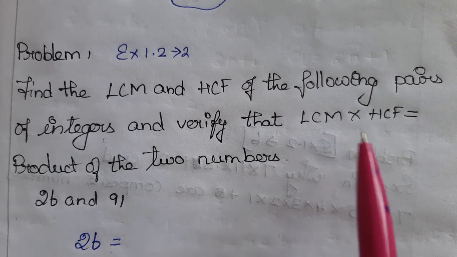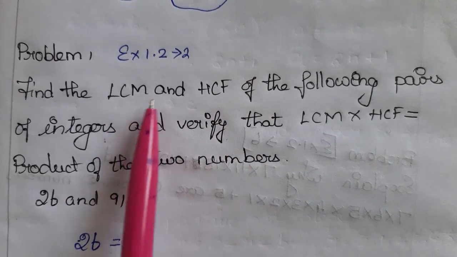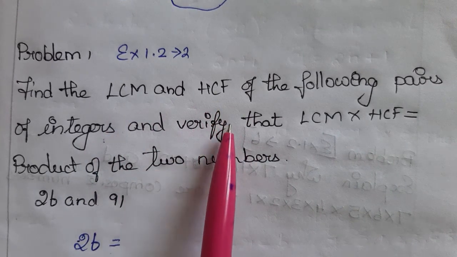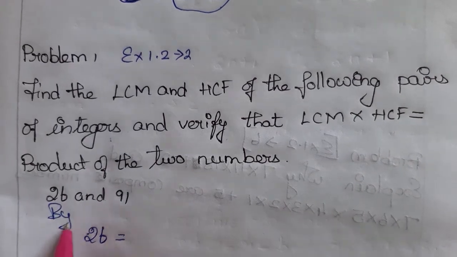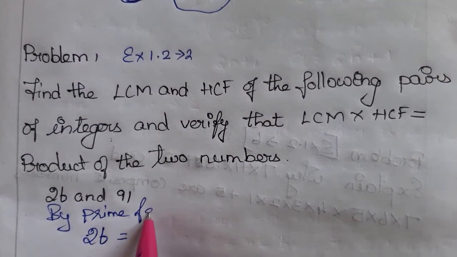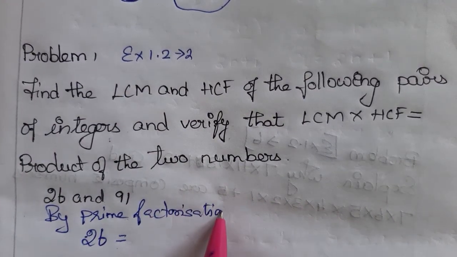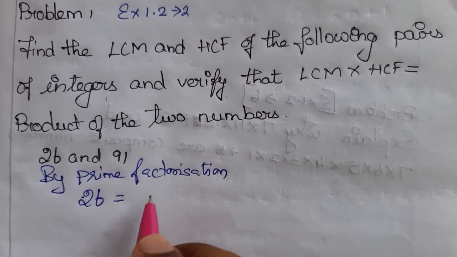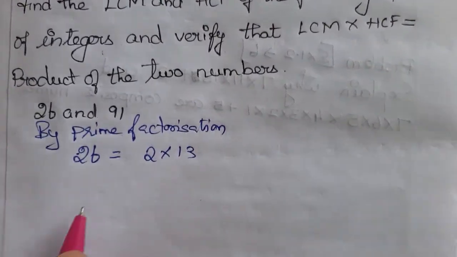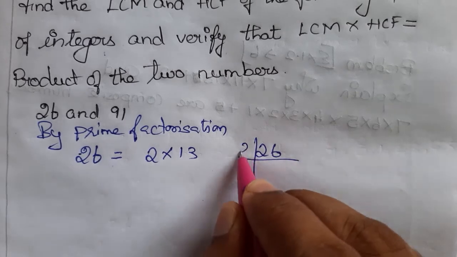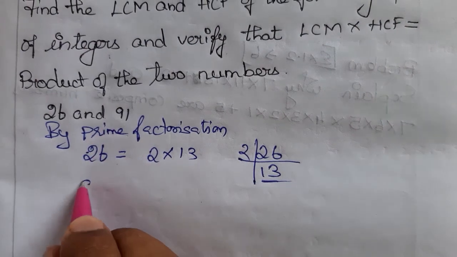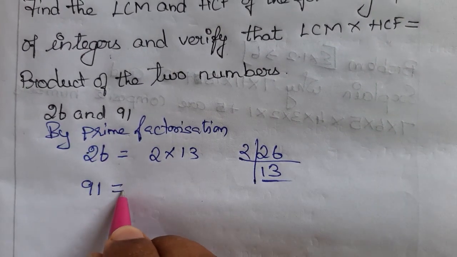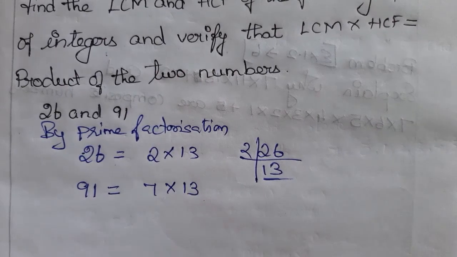Euclid's division lemma is used to find only the HCF, but here they ask to find the LCM as well, right? So I go by the prime factorization. How can you express 26? 26 can be expressed as 2 into 13, and 13 is a prime number, so we'll stop there. Clear? The next number is 91. How can we express 91? 91 can be expressed as 7 into 13, right?